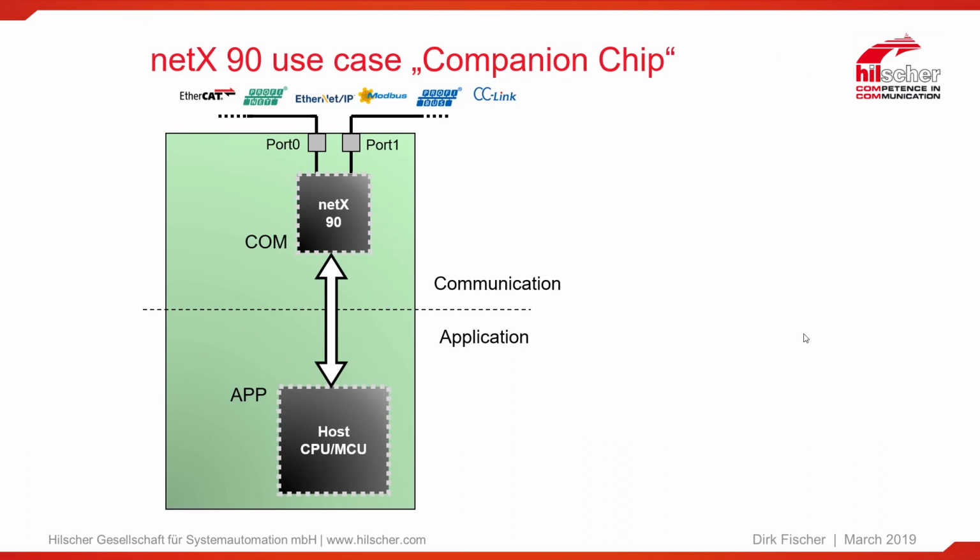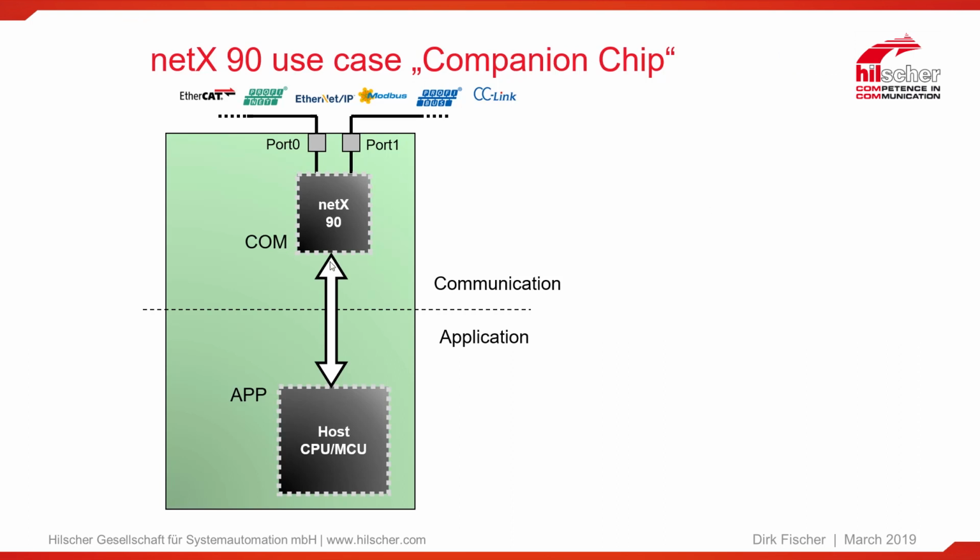And here on this slide you can see a typical use case, netX 90 as a companion chip. That means you have any kind of application processor or microcontroller. This could be a high-performance system running on Linux or a small microcontroller. And netX 90 acts as the communication side of your application. So you have a clear separation: the application is handled by your host controller, and the netX 90 handles communication.